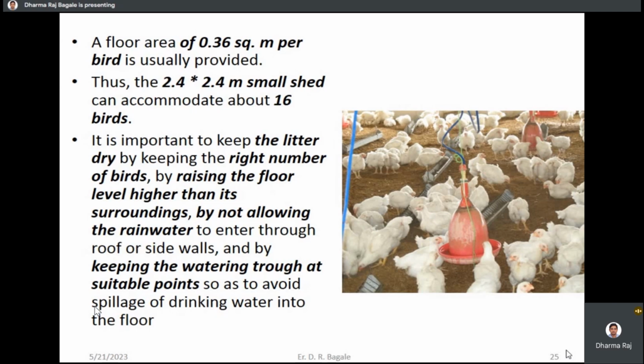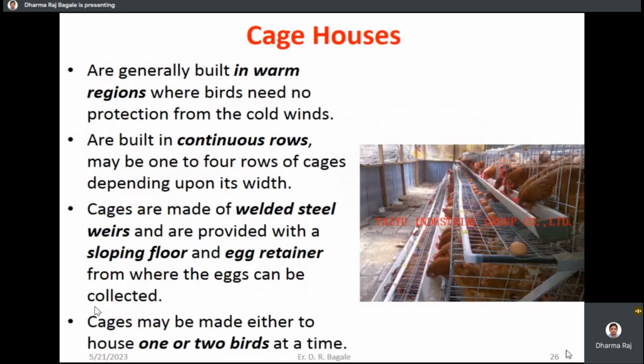And the water trough should be suitably placed so that birds do not spill the drinking water onto the floor. This system, or the cage house system, is usually preferred in warm regions where the bird needs no protection from the cold wind.